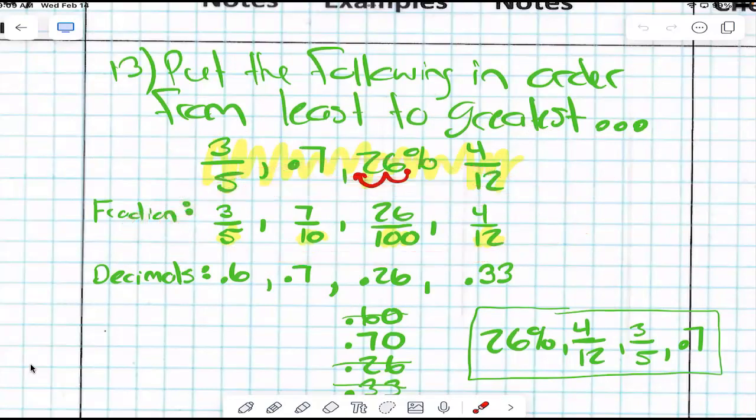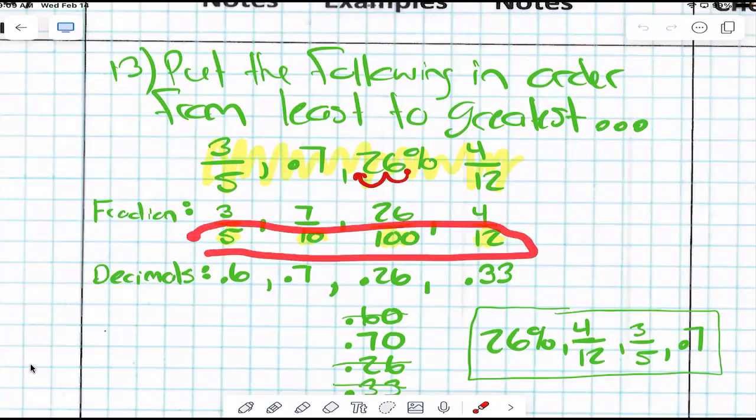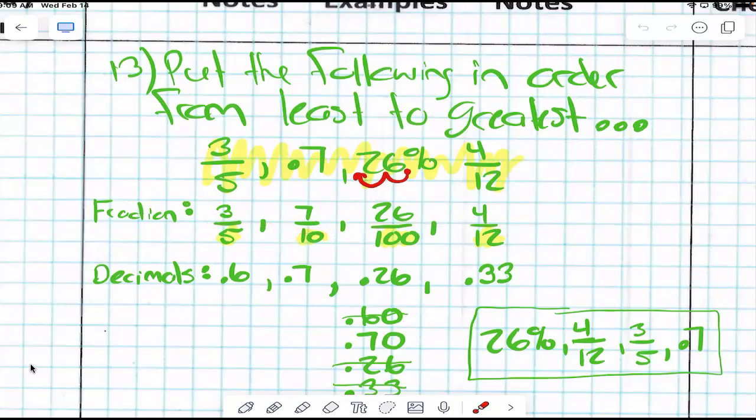Why is that hard to put in order in fraction form? Why would that be hard to put in order in fraction form? Everybody, what's the problem? They don't have a common denominator. We need common denominators, yes? Can't compare fractions unless you have common denominators.